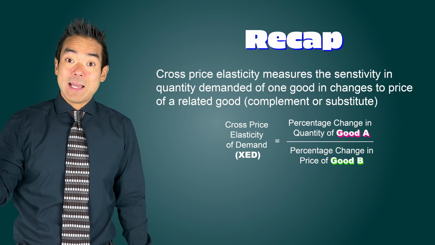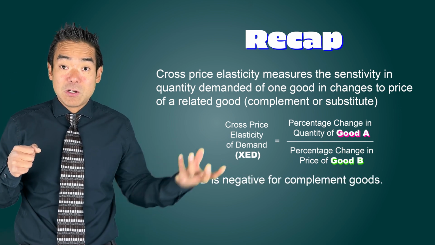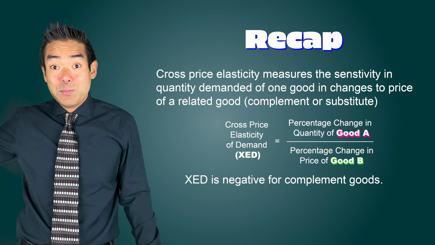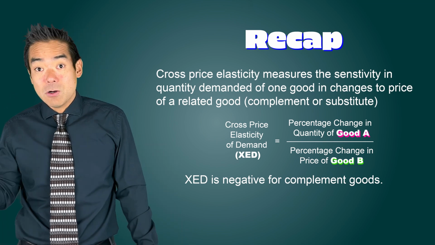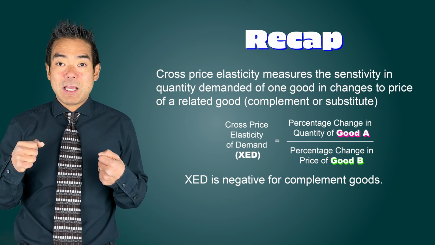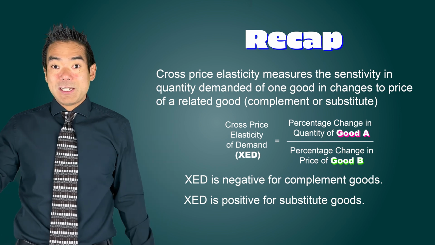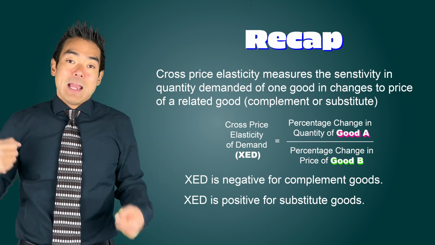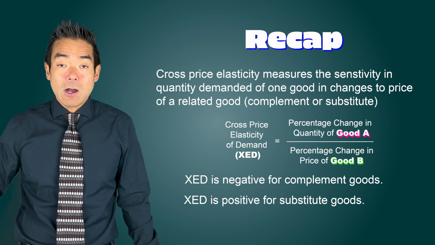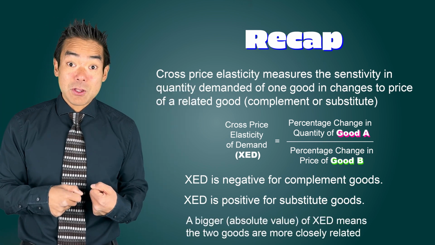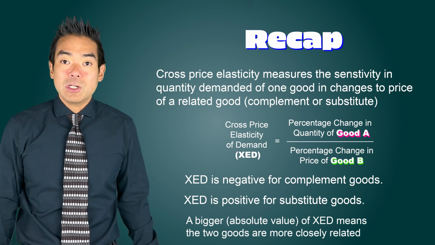Cross-price elasticity of demand for complement goods is negative, because when the price of good A goes up, the quantity demanded of good B goes down, and when the price of good A goes down, the quantity demanded of good B goes up. Cross-price elasticity of demand for substitute goods is positive. When the price of good A goes up, the quantity demanded of good B goes up, and when the price of good A goes down, the quantity demanded of good B goes down. The bigger the absolute value of the cross-price elasticity of demand coefficient, the more closely related those two goods are.